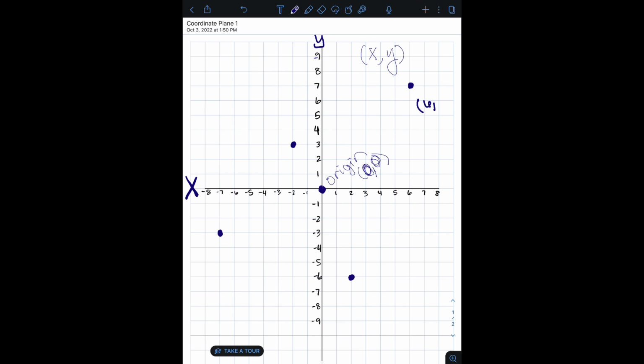Now we look at vertically. 1, 2, 3, 4, 5, 6, 7. So now we have 7. And you can also look at it like this. So you go down the number line and then up. And then where does that fall on here? It would be at 6, 7.